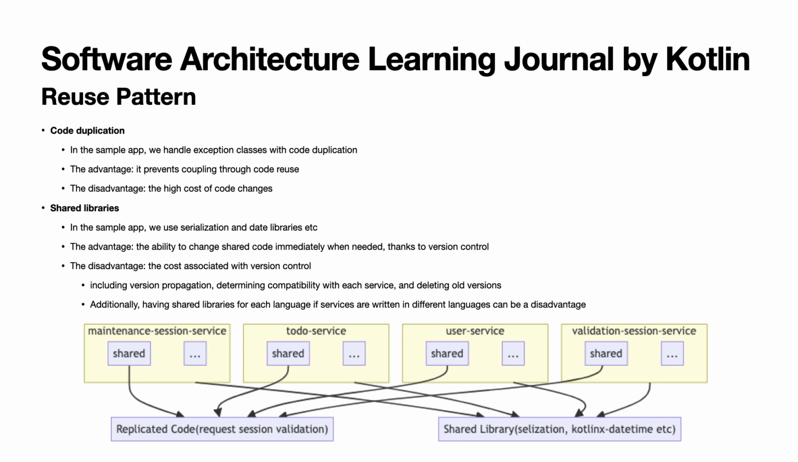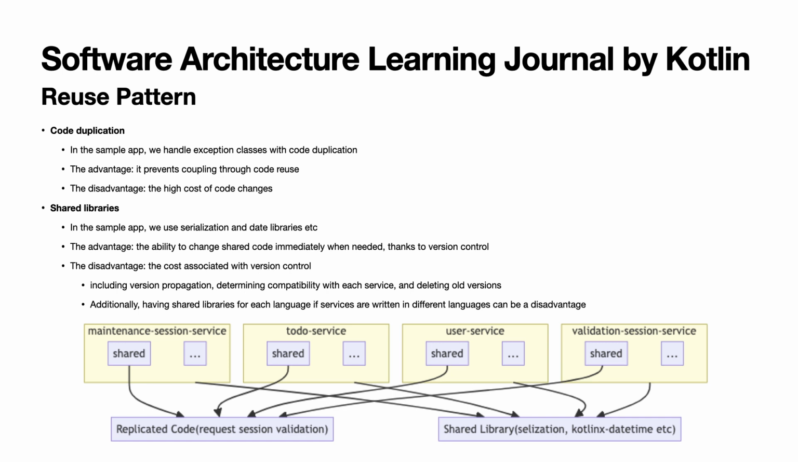In this series, I'll be sharing what I've learned about software architecture basics using Kotlin. In this video, we'll be exploring code reuse using sample code from a microservices architecture. Please check out the microservice architecture branch from the GitHub URL in the description to access the source code.